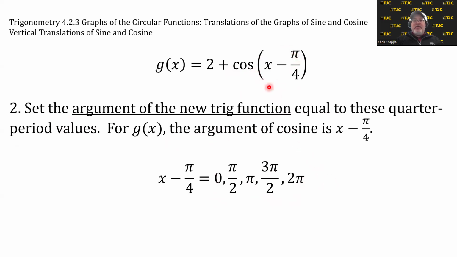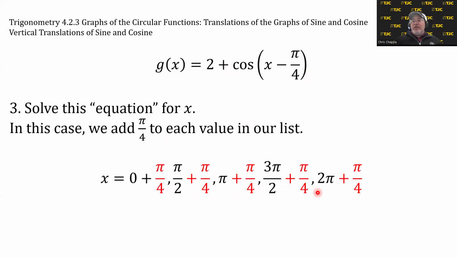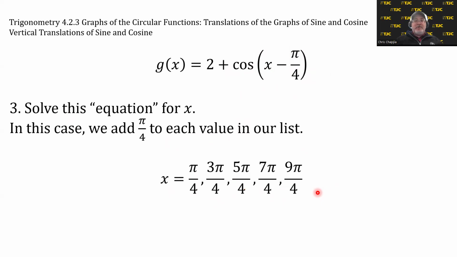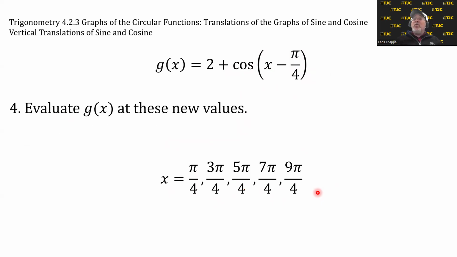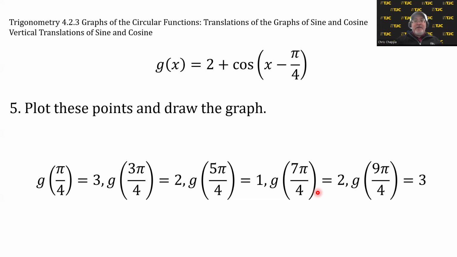Next, you take the argument of the new trig function, which is x minus pi over 4, and put that equal to all of those quarter periods. Then you solve this equation for x. It's actually 5 equations. So we would add pi over 4 to both sides, and hence add pi over 4 to all the numbers in our list to get some new values. These are our new quarter periods for the new function, and we evaluate the function at these values. So all of these go into the function, and without all the song and dance, they come out 3, 2, 1, 2, and 3. You can verify that if you don't believe me. And then you plot these and draw the graph.